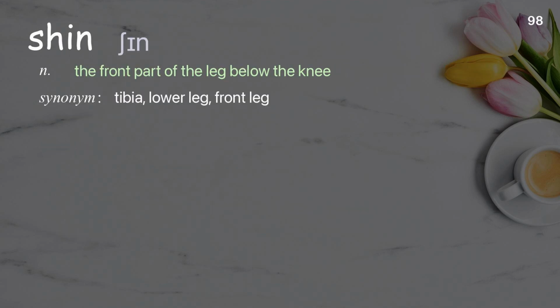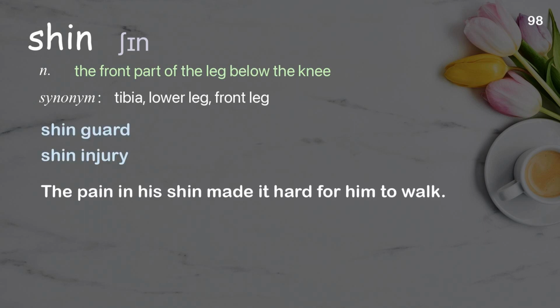Shin. The front part of the leg below the knee. Examples: shin guard. Shin injury. The pain in his shin made it hard for him to walk.